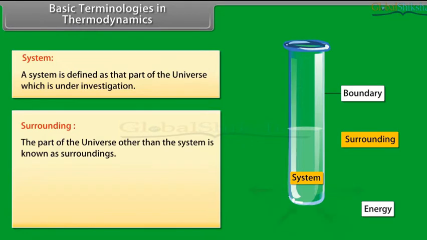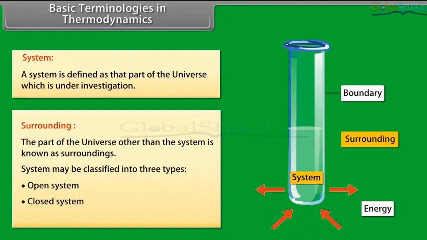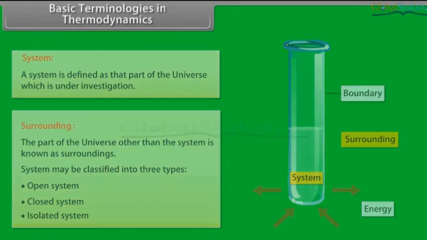For example, if a reaction mixture is taken in a test tube, the reaction mixture constitutes the system. The walls of the test tube constitute the boundary, and everything else is surroundings. System may be classified into 3 types. Open system, closed system, isolated system.